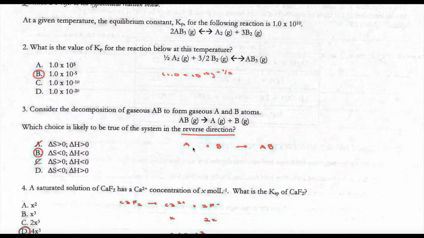The other thing that you should notice is that whenever you form bonds, that is an exothermic process because it releases energy. When you form bonds, it's exothermic, it's negative. When you break bonds, it is endothermic or positive. And so since I'm forming bonds here, my delta H, my enthalpy, is going to be negative because it's exothermic, so my delta H will be less than 0.